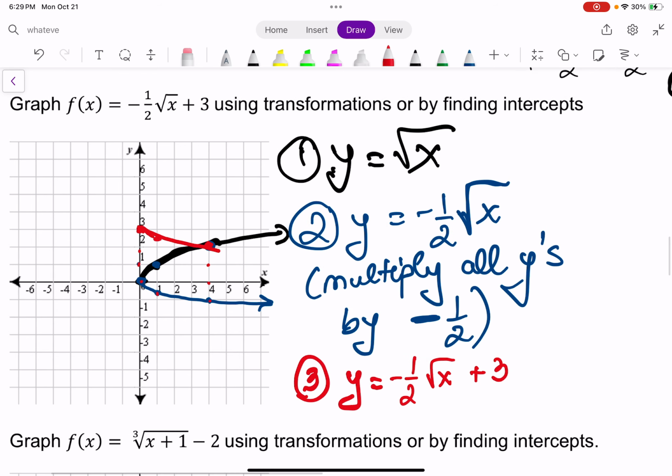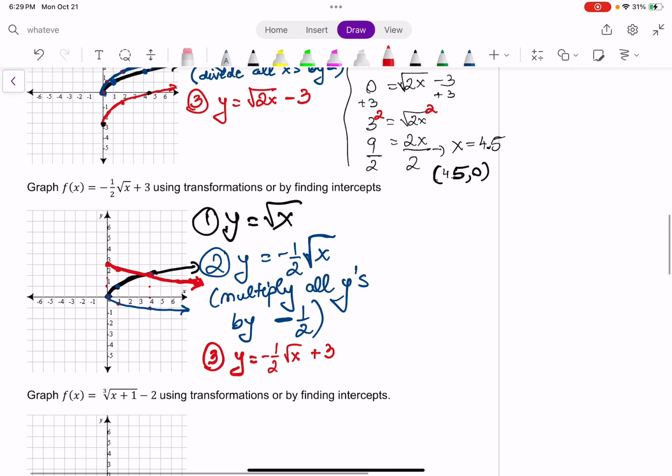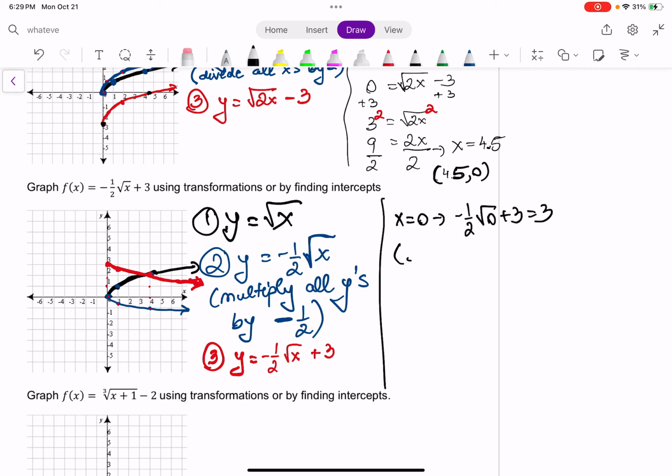So again, don't make it horizontal like I did with the last problem. It's too much. Okay. So again, you can solve finding intercepts, plug in 0 into the function. Negative 1/2 times the square root of 0 plus 3 is going to equal 3. So as you see, we have the point of coordinates (0, 3) on the graph.